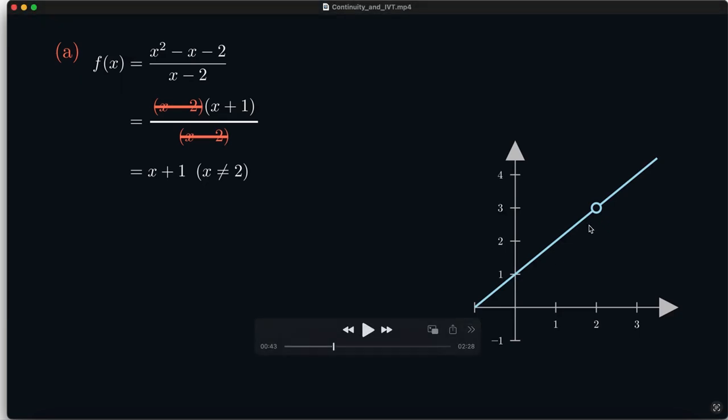So notice this is the case where it's not continuous, but the first case we saw earlier, this is the removable case where the limit exists, but it's just a hole there. So that means that in part A, the function is continuous everywhere. The only place where it's not continuous is when x is 2.